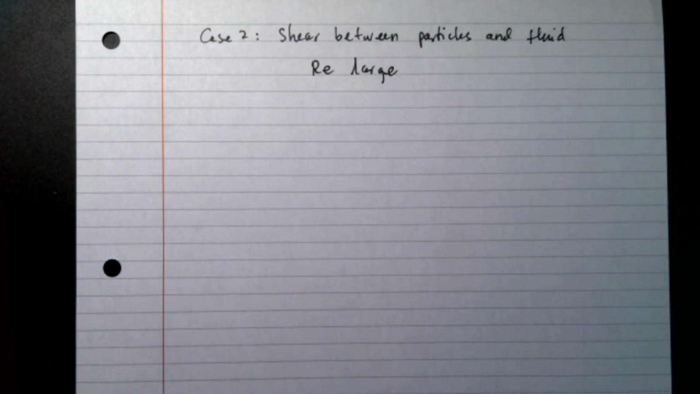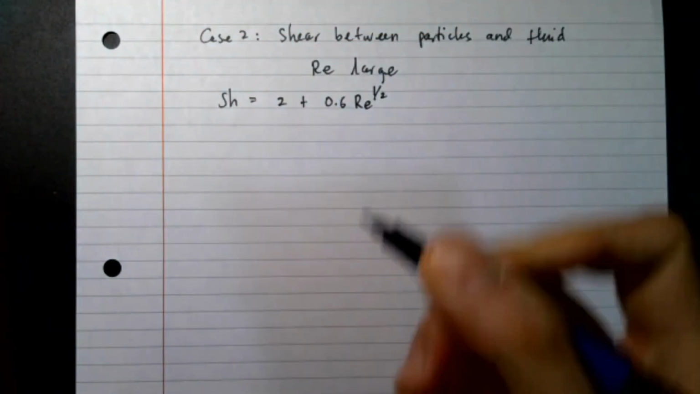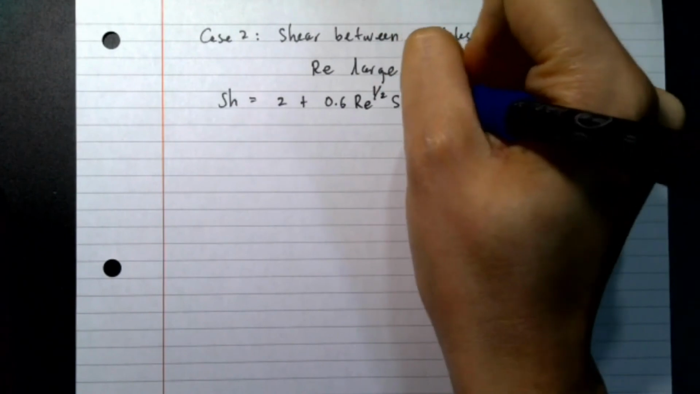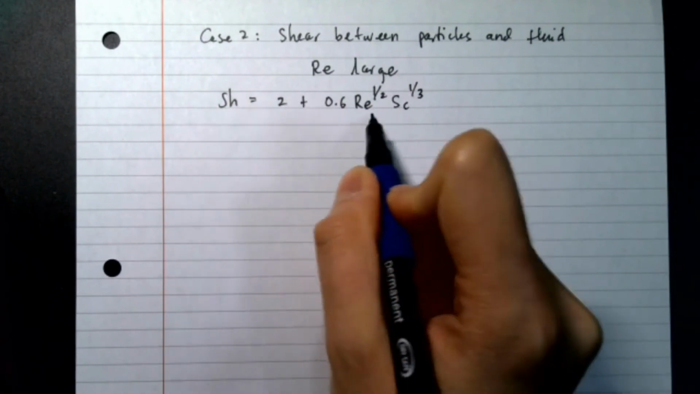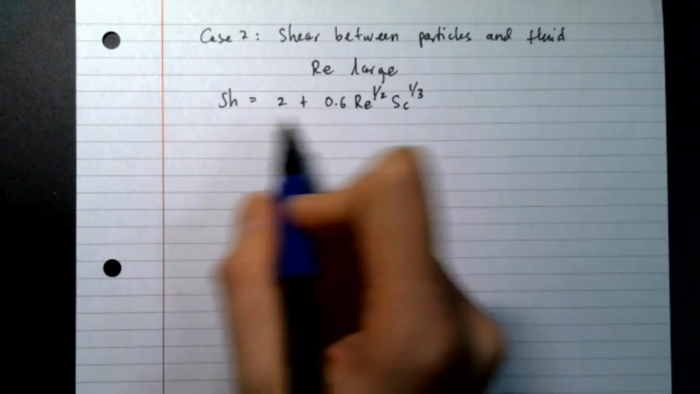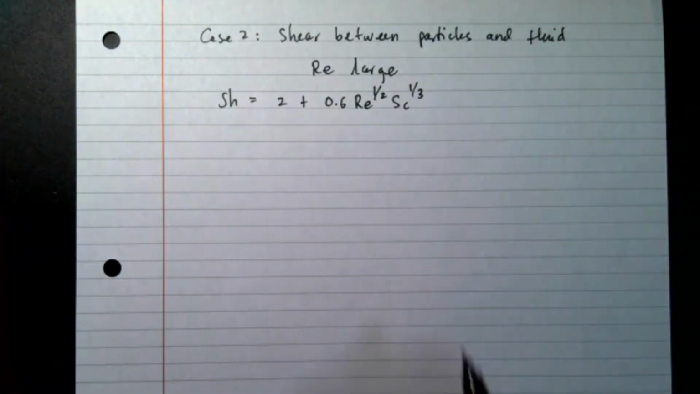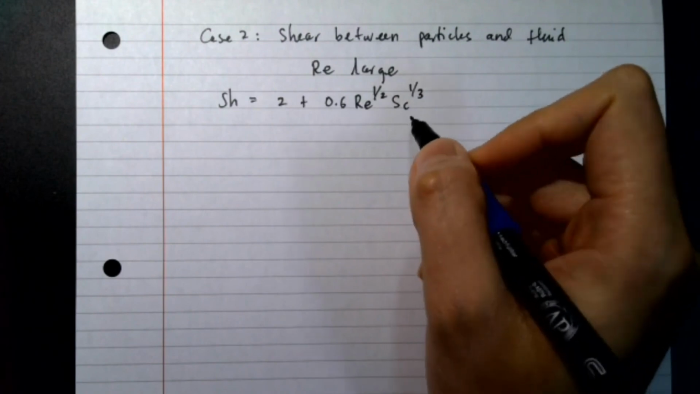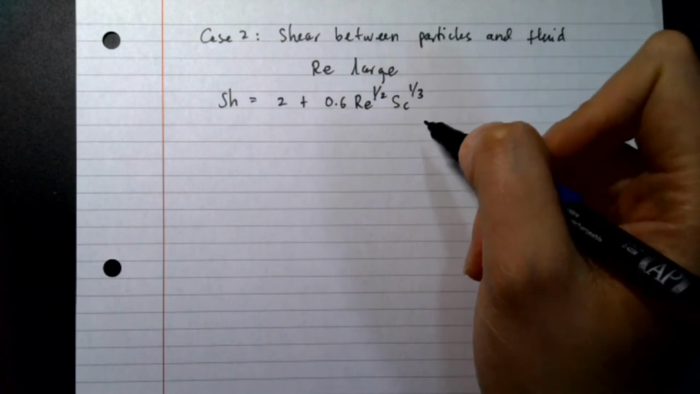Looking at the Frössling correlation, we have the Sherwood number equal to 2 plus 0.6 times the Reynolds number raised to 1/2 times the Schmidt number raised to 1/3. We can ignore the 2 because the Reynolds number is large. This term dominates, significantly larger than 2. And the Schmidt number is more or less constant because it is just a function of the fluid properties, the viscosity, density of the fluid, and the diffusivity.